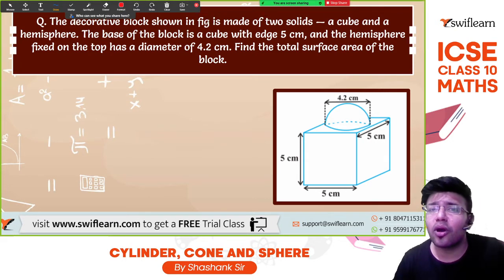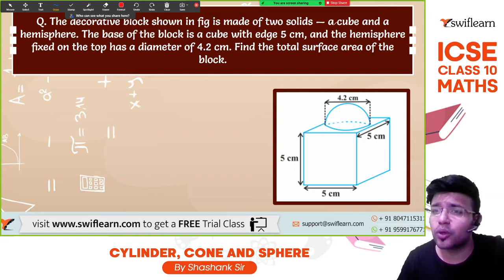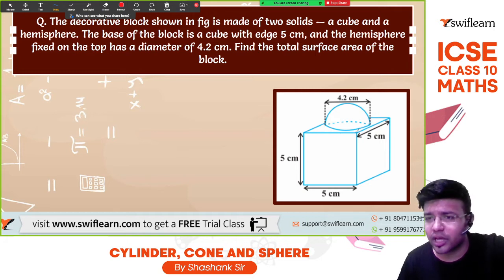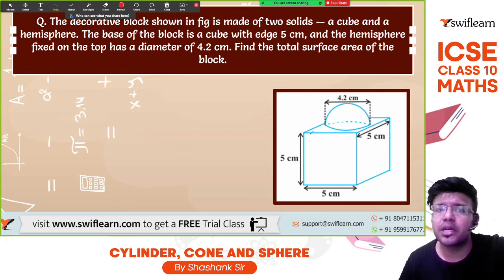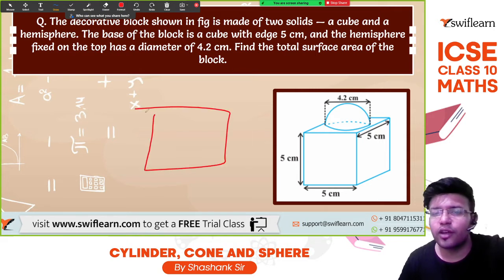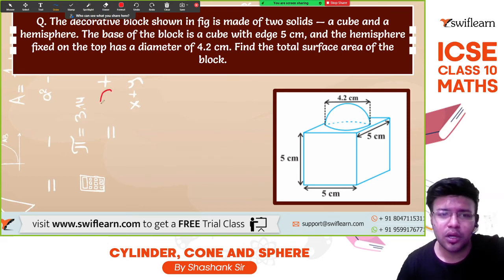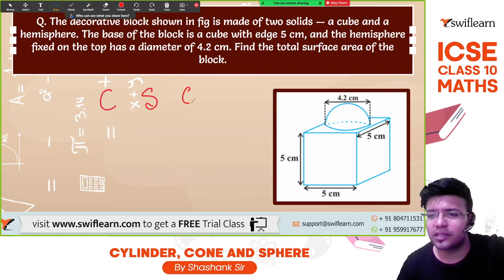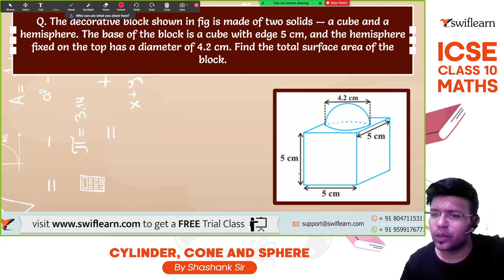A decorative block shown in the figure is made up of two solids, a cube and a hemisphere. The base of the block is a cube with edge 5 centimeters, and a hemisphere is fixed on the top, with diameter 4.6. Find the total surface area of the block. Now, if you find the total surface area of the block, this is not related to our chapter because we are only studying cones, spheres and cylinders, but I'll give you a clue how it is done.